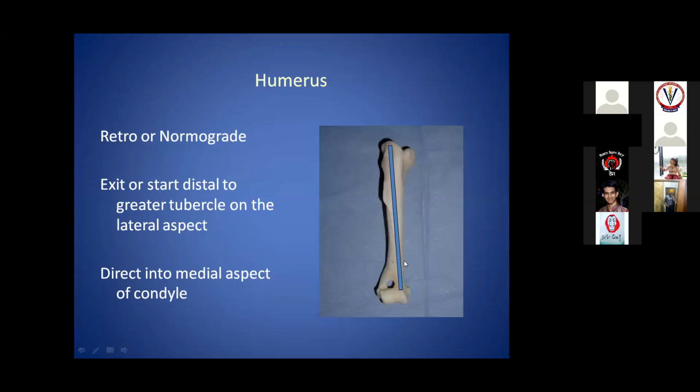The pin should always be directed towards the medial condyle because the medial condyle of the humerus is comparatively bigger than the lateral condyle. Okay. Now in dogs you have this supratrochlear foramen. Okay, so this will cause problems in inserting the pin. So always prefer the medial condyle. So direct it into the medial aspect of the condyle.